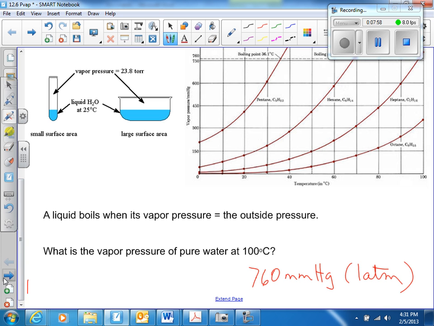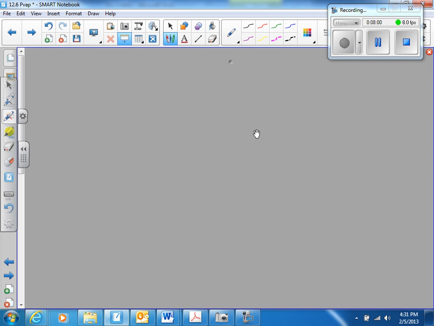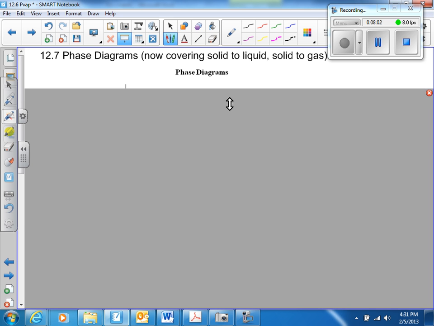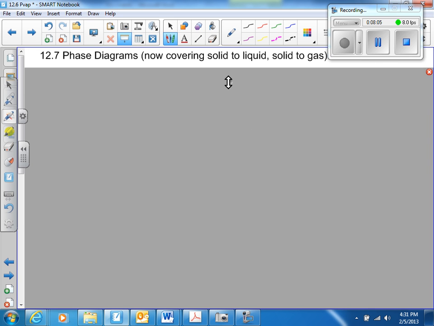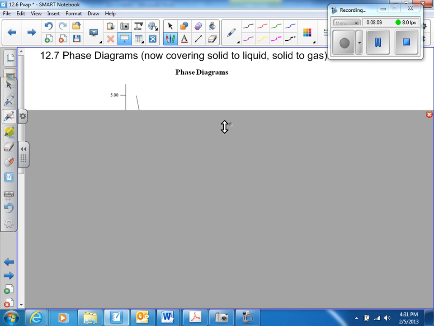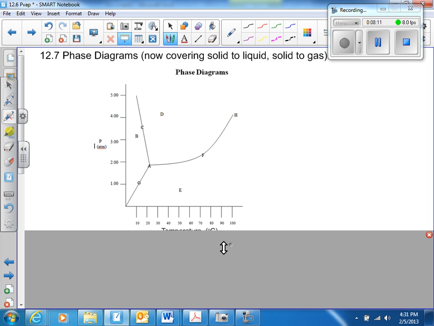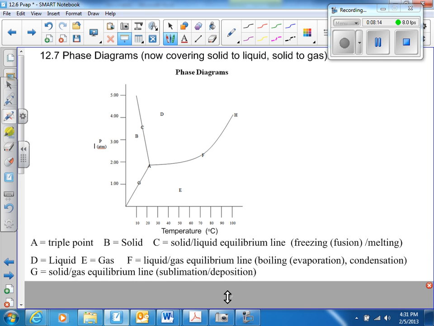Okay. Next page. We're going to move on to something called phase diagrams. So now we're going to talk about solid to liquid and solids to gases, and vice versa. There is something called a phase diagram. There's a lot of information on here. So a phase diagram is a diagram that shows you where a substance would be a solid, a liquid, or a gas. And all the information is shown with the letters.